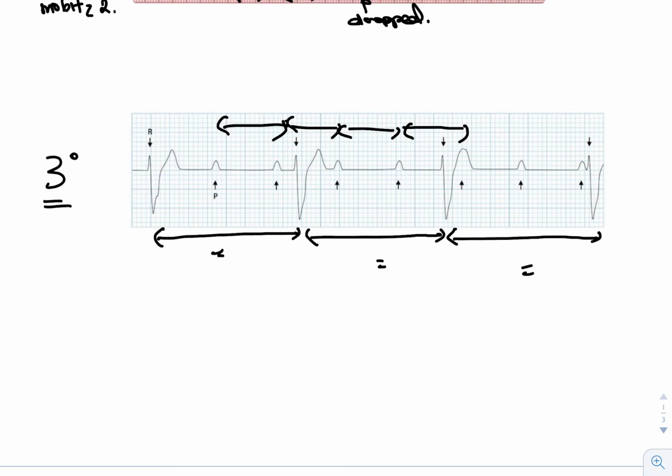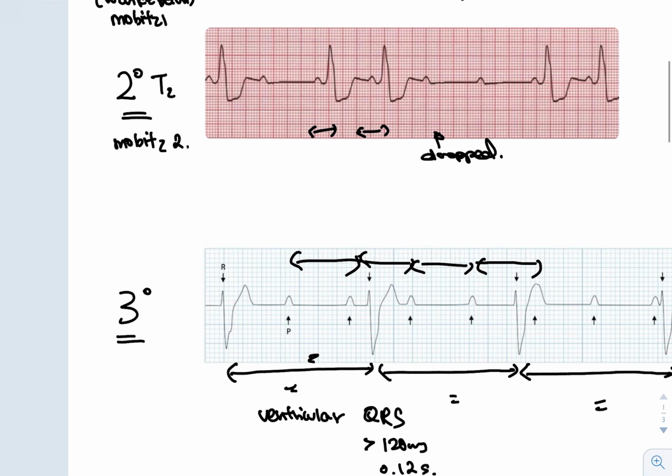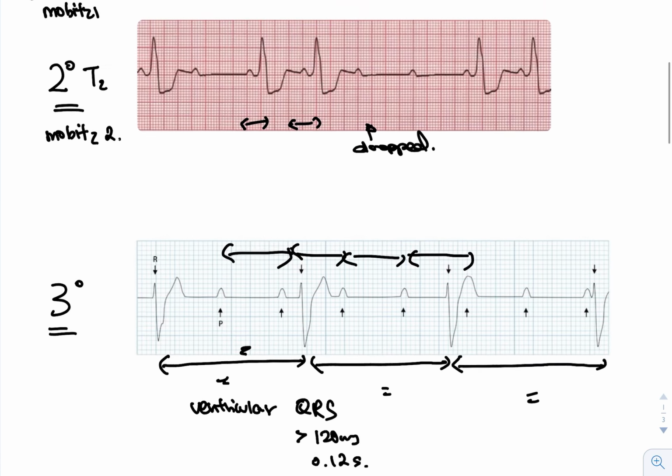Because there's an absolute failure of conduction through the AV node, either a junctional or a ventricular rhythm kicks in. In this case, it's probably going to be ventricular rather than junctional, as the QRS complex is wider than 120 milliseconds, or 0.12 seconds, sorry. Or three small squares.